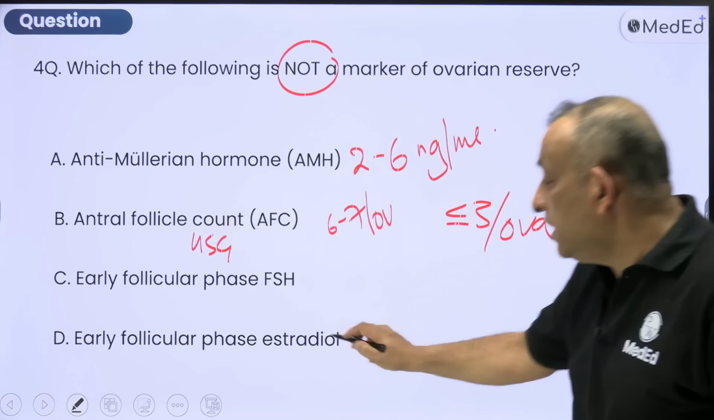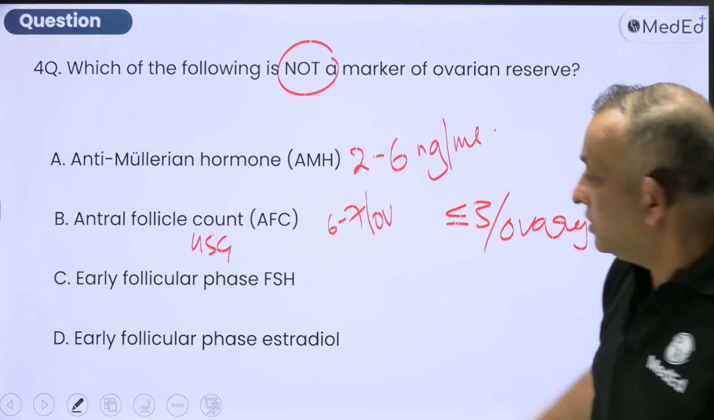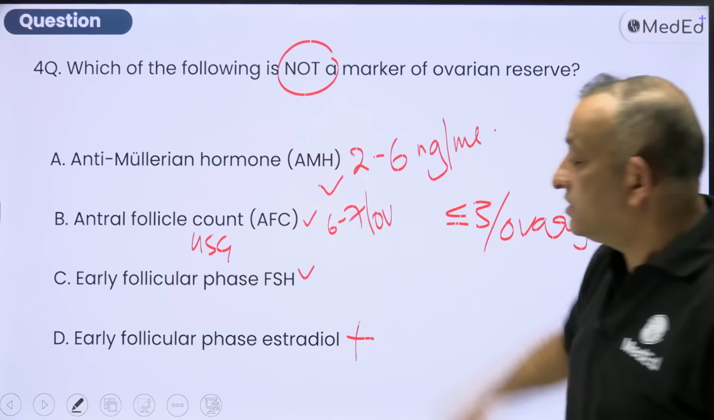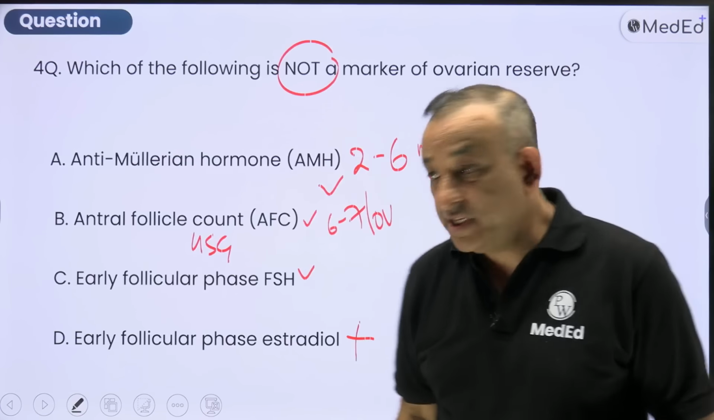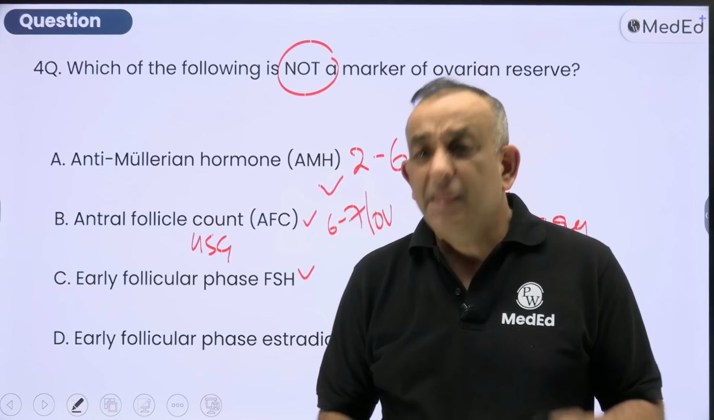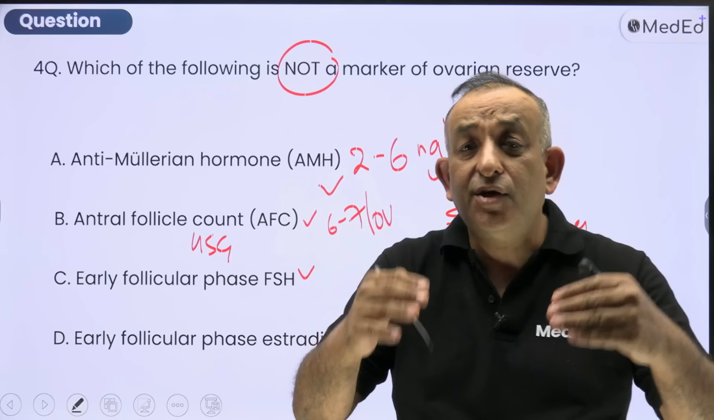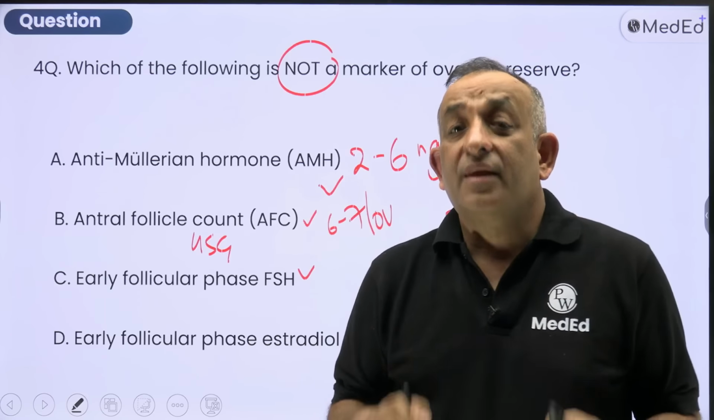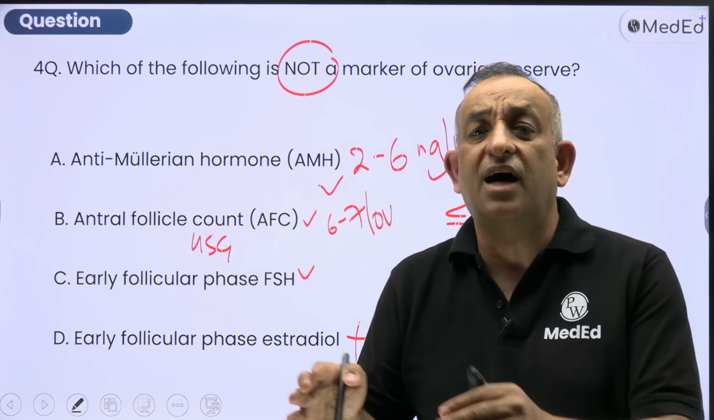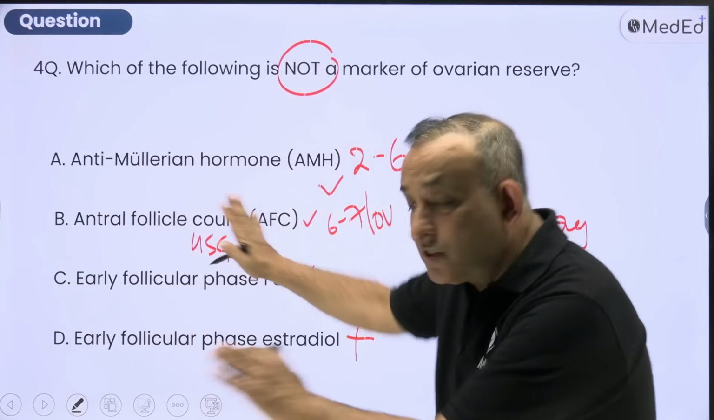Okay. Early follicular phase estradiol is not used. So yes, all of these three are used and this is not used. So that's your answer. D is the answer to this question. By the way, we also use the early follicular phase estradiol. That tells us a high estradiol is bad news. Yes. How does that work? Quickly, I'll tell you. If the estradiol is high in the initial part, the answer to your question is D, end of discussion.